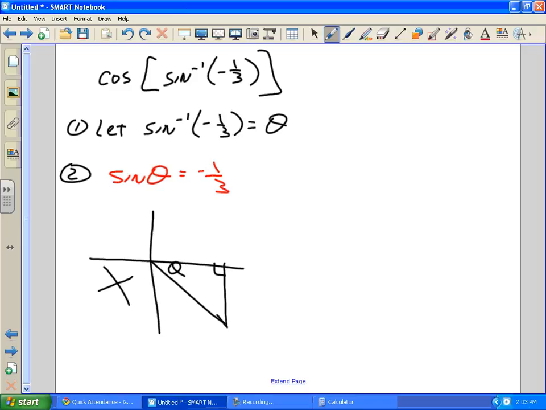Opposite, and that's this vertical side, that would be negative 1. Isn't the y value, or the sine value, negative in quadrant 4? And over what? Hypotenuse, which is 3, and I need to find x. Go ahead, find x for me. How do you find x?